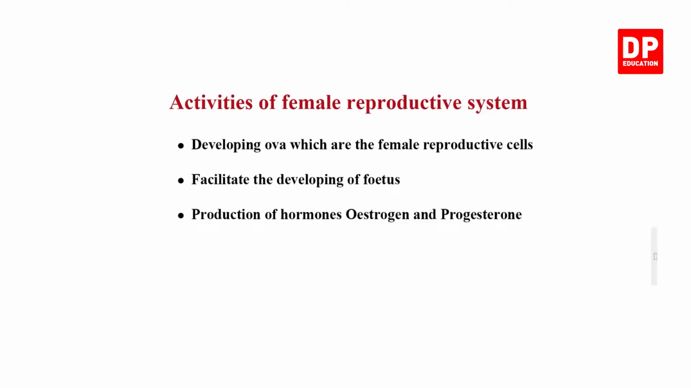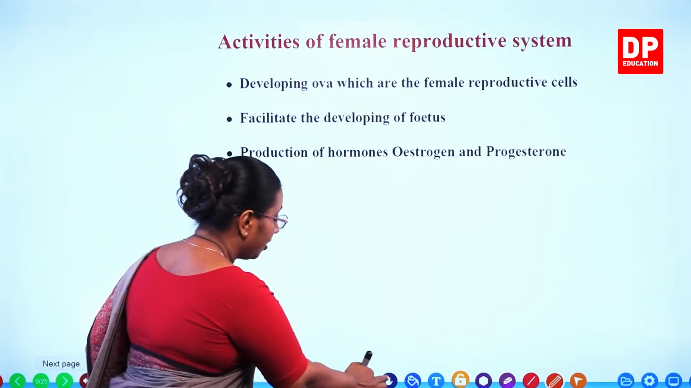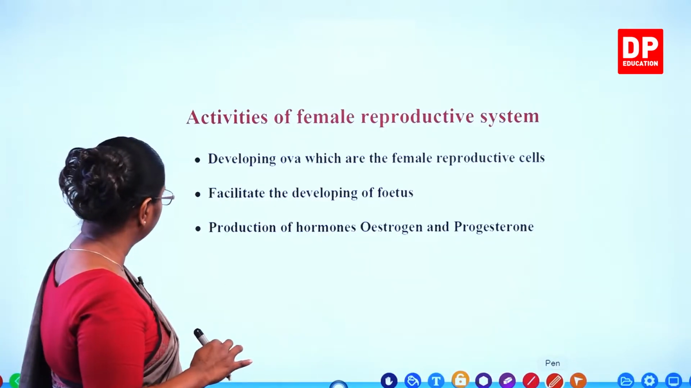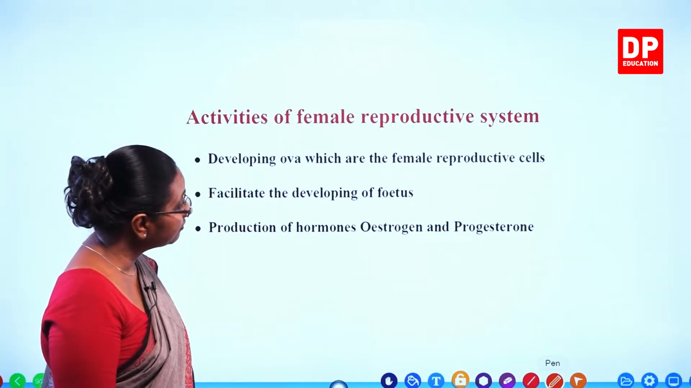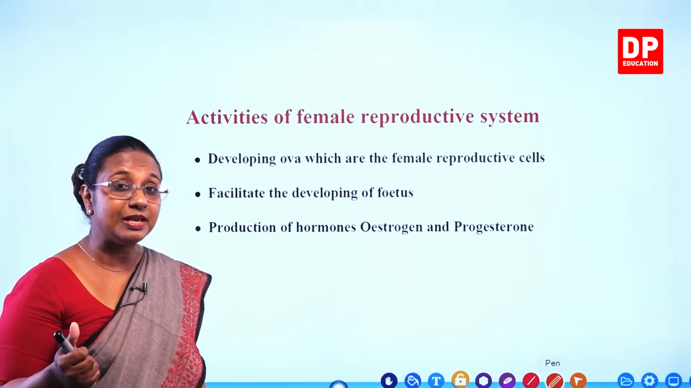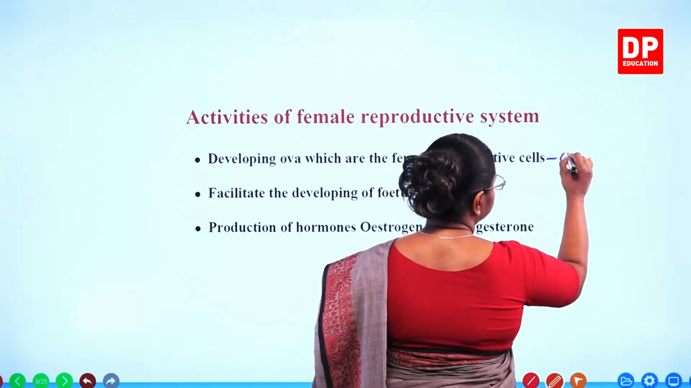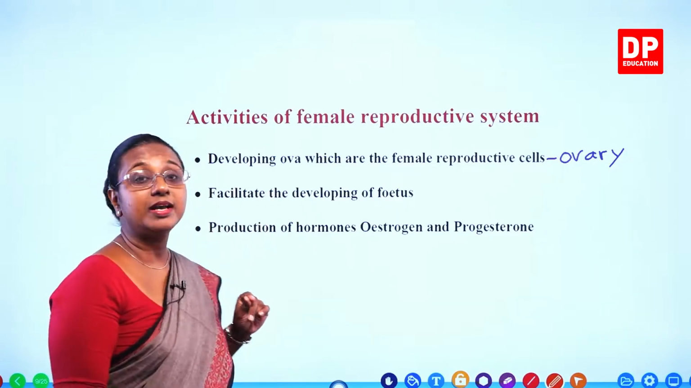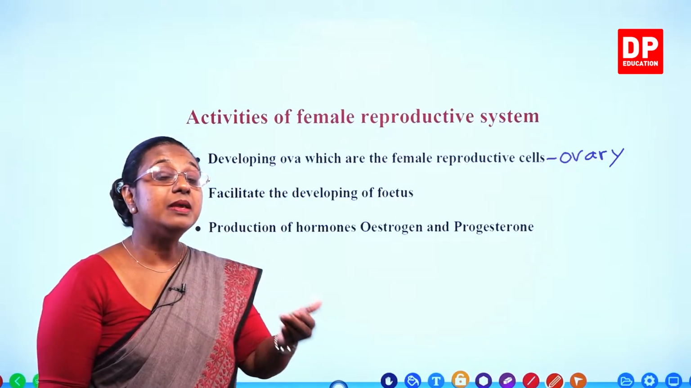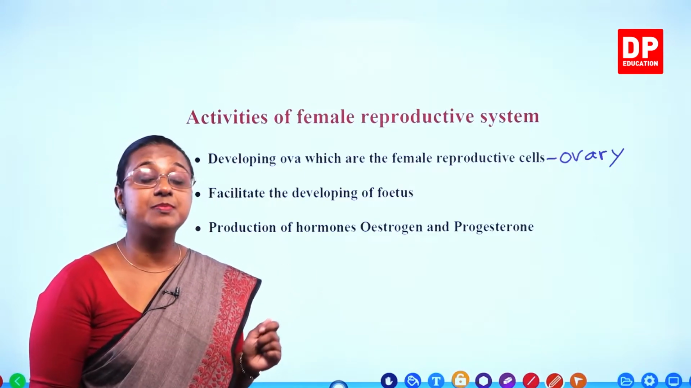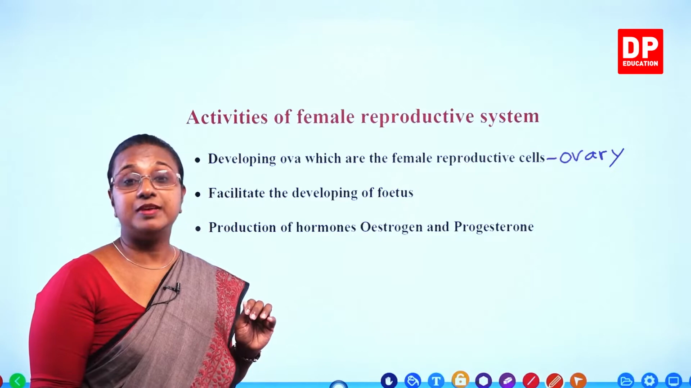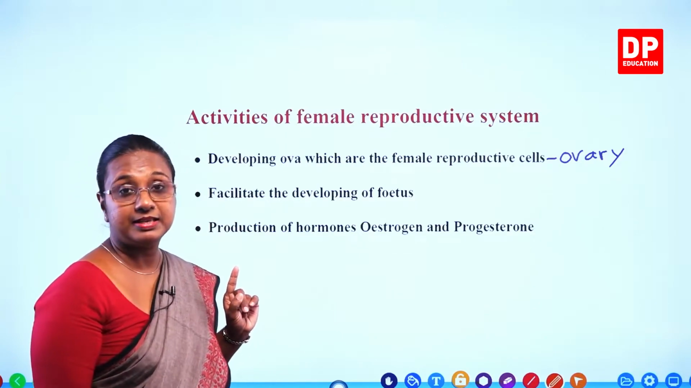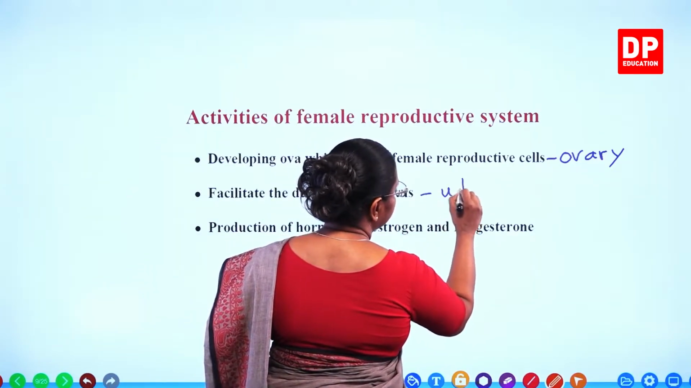Activities of the female reproductive system. So, I told you all there are different activities and there are two main structures, the uterus and the ovary. Developing ova, which are the female reproductive cells, where does that take place? It occurs in the ovary. And after that, if this ova gets fertilized by the sperm, then it becomes the embryo and thereafter develops into the fetus. This development of the fetus occurs inside the uterus.